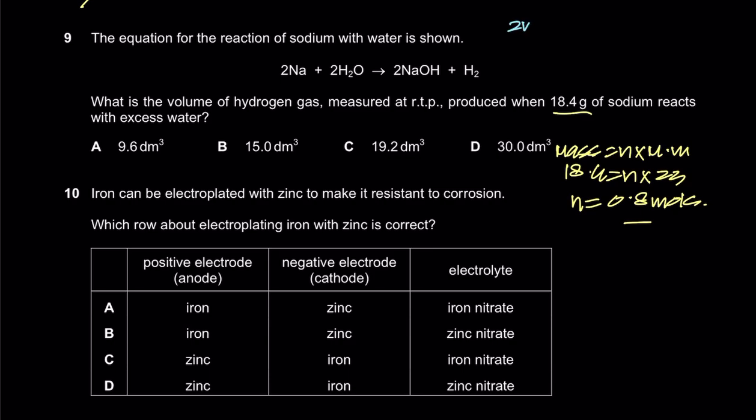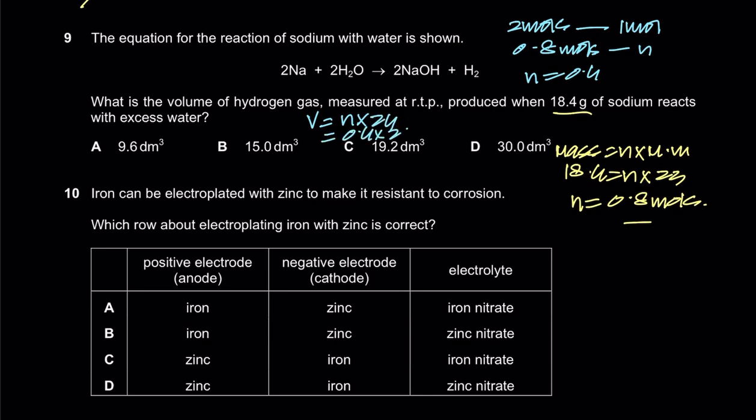And you know that 2 moles of sodium gives me 1 mole of hydrogen. So if there is 0.8 moles of sodium, how many moles of hydrogen would form? Well, obviously the answer is 0.4, because if 2 moles are giving you 1 mole, 0.8 should give you half of that, which is 0.4, or you could cross multiply. Then you calculate the volume of hydrogen: n times 24, moles times 24. So 0.4 times 24 is going to give me 9.6 decimeter cube, which is A.